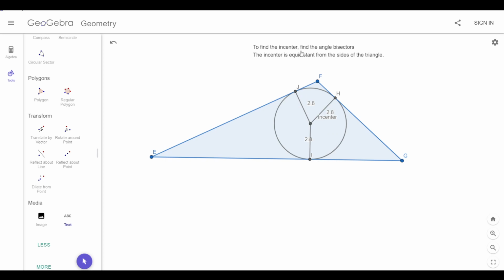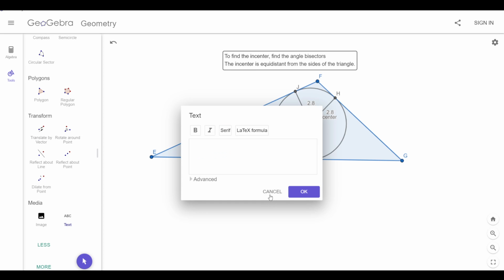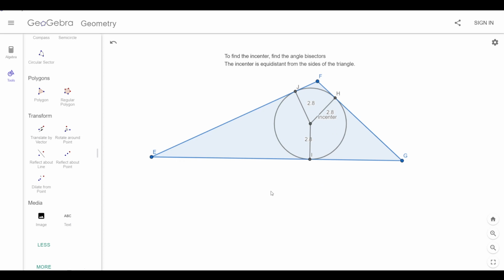You might want to write that down in your notes so that you can glance at it and see what's going on. In order to find this incenter, you find the angle bisectors. Once you found the incenter, what's true about it? It's equidistant from the sides of the triangle, which means it forms what kind of an angle? A 90-degree angle.